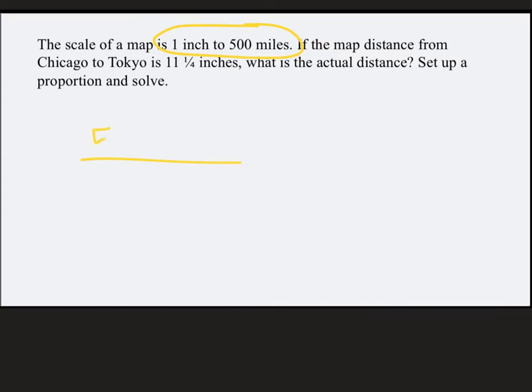I'm going to put my 500 miles on the top. Doesn't matter if you put inches on the top, that's fine. And then 1 inch on the bottom. Then on the right hand side, since I put miles on the top on the left, it needs to be miles on the top and inches on the bottom again. And we have 11 1/4 inches here, which means my x, or my question mark, is up top there.